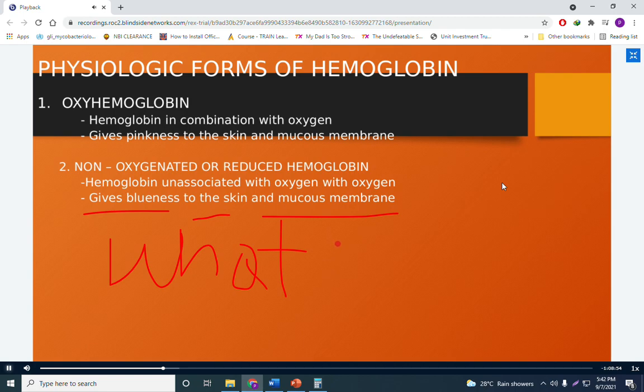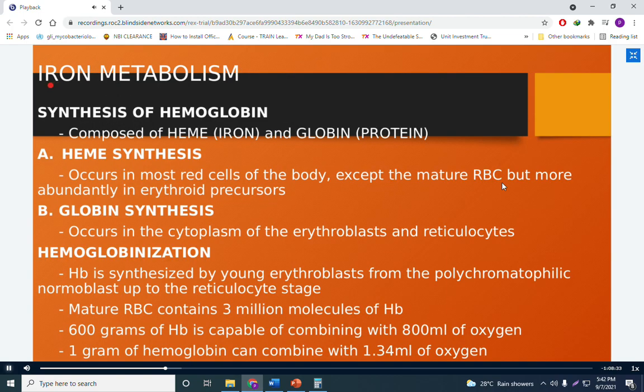membrane. So, kapag tinanong ng what physiological form of hemoglobin gives pinkness to the skin and mucous membrane, it's your oxy. While for those that gives blueness to the skin, it's your non-oxygenated or reduced hemoglobin. Now let's go to the next one. Let's go to iron metabolism.